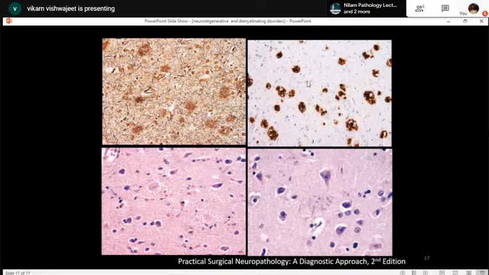So this is the silver stain, and in this silver stain you can see neuritic plaques, which are highlighted by the ubiquitin immunohistochemistry. The upper diagram shows diffuse plaques, while the lower diagram shows neuritic plaque. So neuritic plaque has an eosinophilic core which may be surrounded by dystrophic neurites.